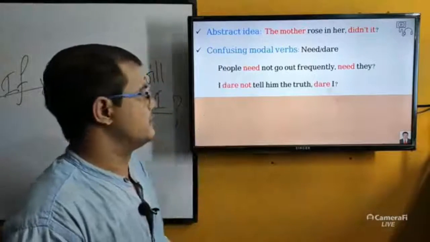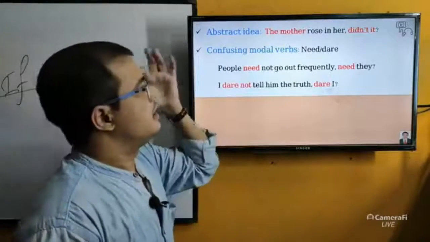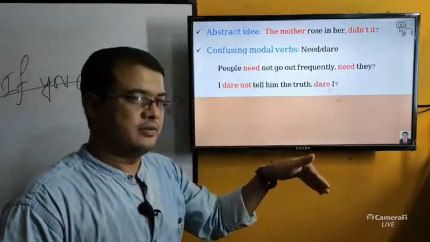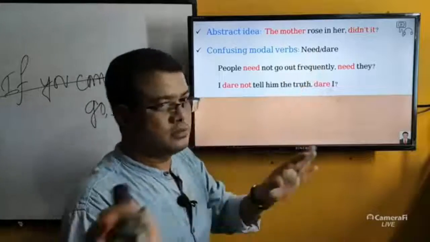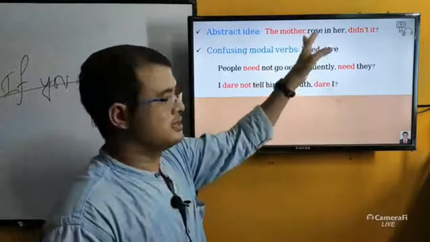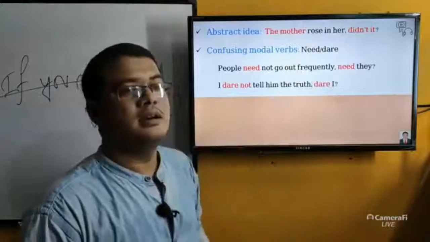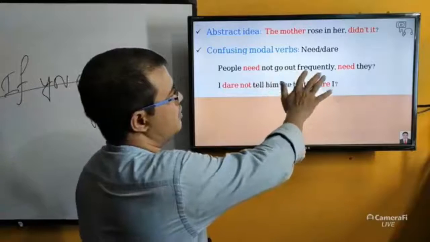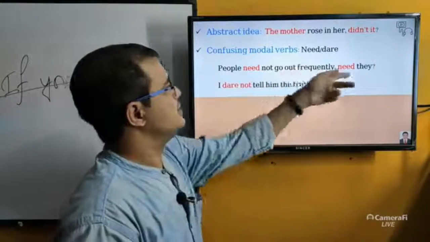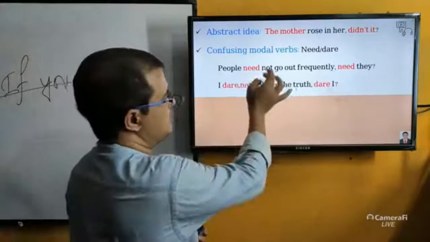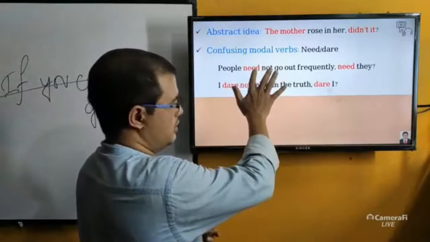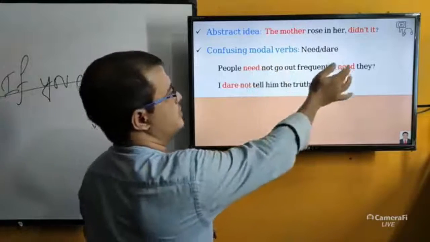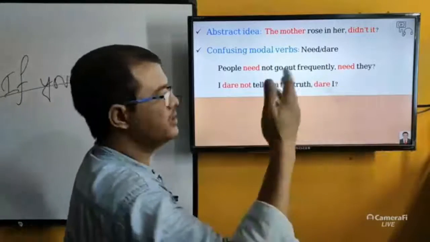Now, confusing modal verbs. These are confusing modal verbs because we use this verb as a main verb, and these are called semi-modals. You don't need to know that. Since it is a modal verb, after that there will be another verb. Okay, so people need not go out frequently. So need they, because this need not is modal auxiliary plus not. So this one is a negative, the tag will be positive, and for people we know it should be they.